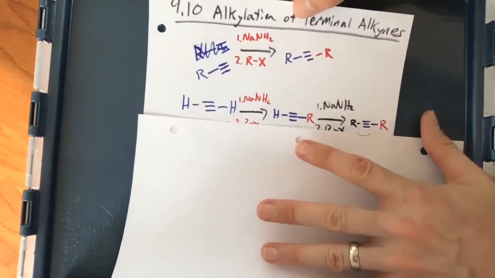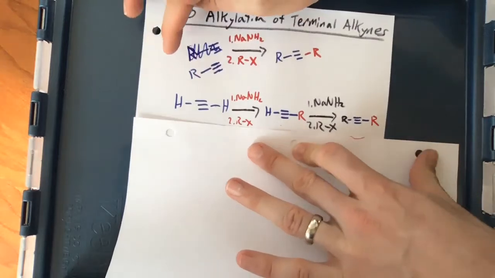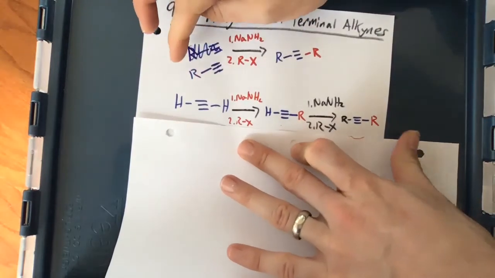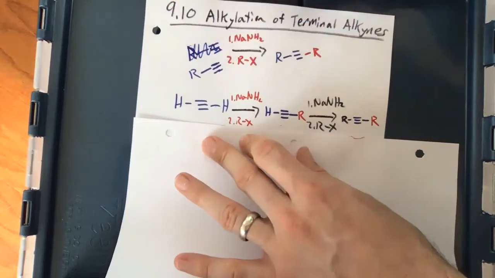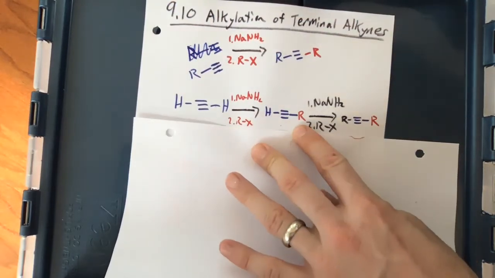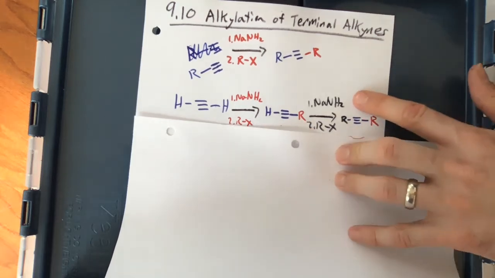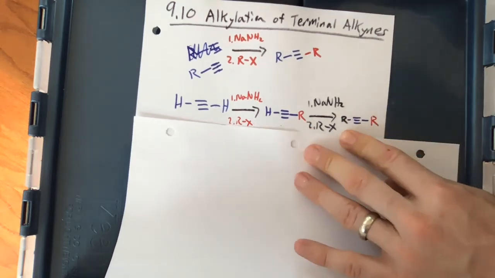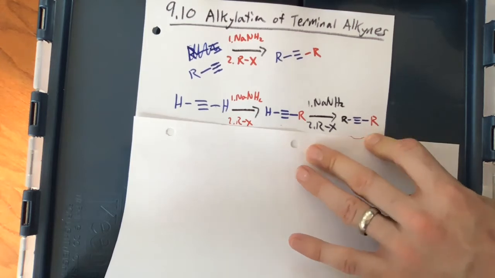You can do this also with acetylene, which is just C2H2, by doing the alkylation twice. So first, you deprotonate with sodium amide, and you alkylate with some alkyl halide to alkylate one side of the acetylene. Then you perform the reaction again with a different alkyl halide to make some internal alkyne, as you see here.